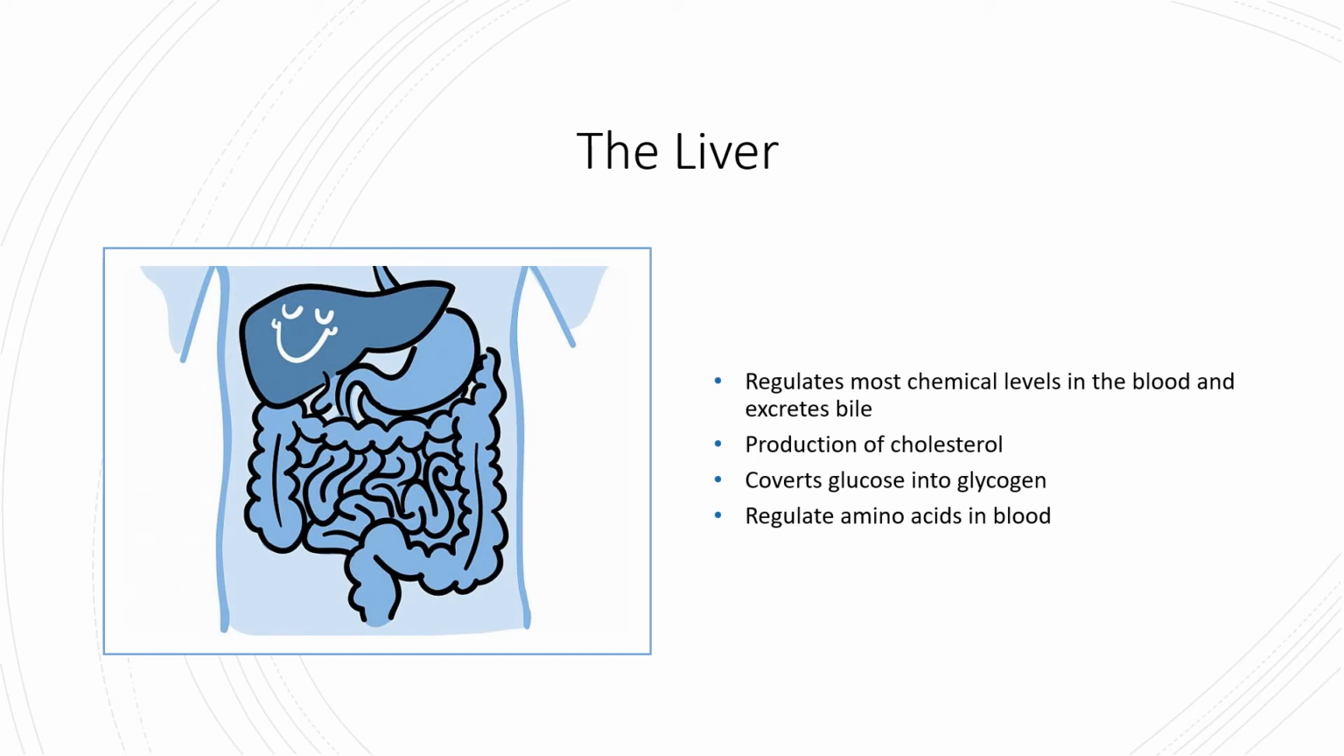So very quickly, I just wanted to go over the liver and its functions within the body. The liver is located in the upper right hand portion of the abdomen, beneath the diaphragm and above the stomach. The liver regulates most chemical levels within the body and excretes bile. The bile is used to carry waste products away from our liver and eventually be secreted out of the body through urine. The liver also regulates the production of cholesterol, and it converts glucose into glycogen, as well as regulates amino acids in the blood and much more.